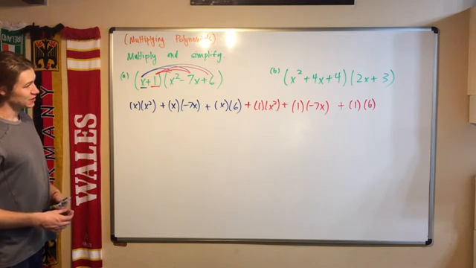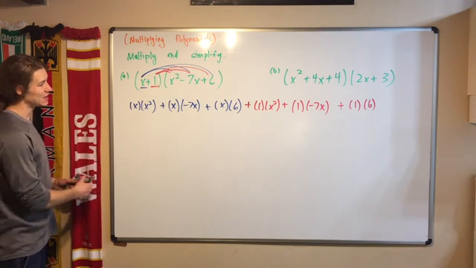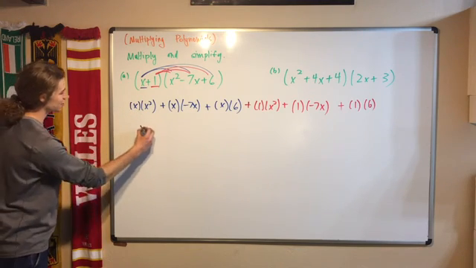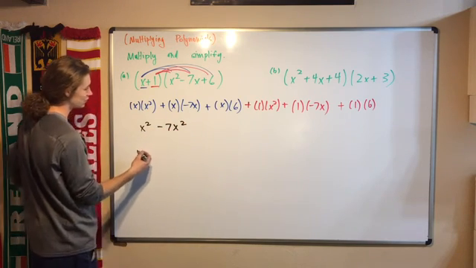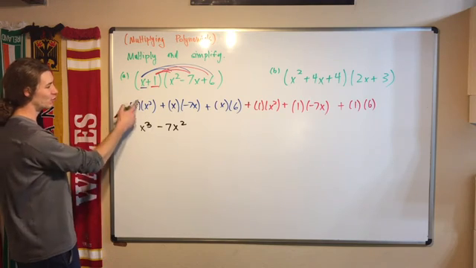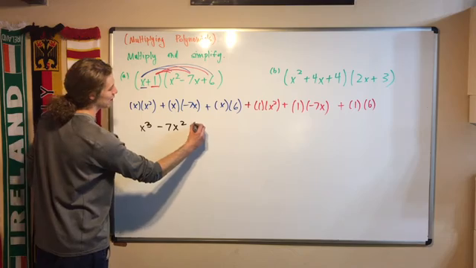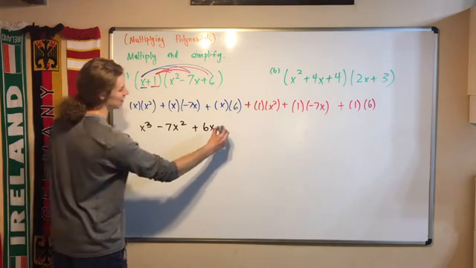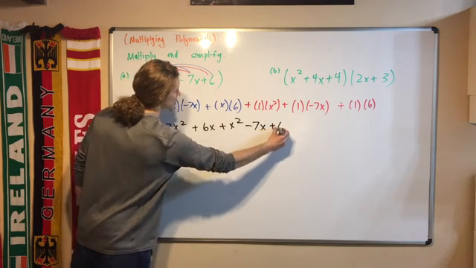So what I'd like to do at this point is combine all these terms and find these products. So notice that we have x times x squared. Oops, I'm sorry, this should be x cubed. X times x squared by the power rule would do 1 plus 2. That would be x cubed. Minus 7x squared, that's okay. Plus 6x plus x squared minus 7x plus 6.